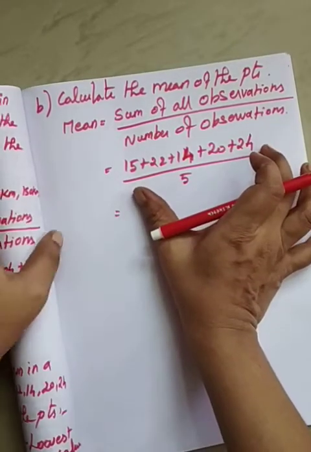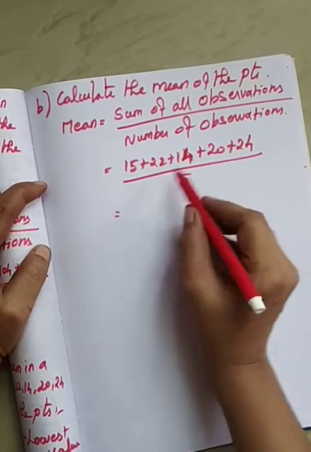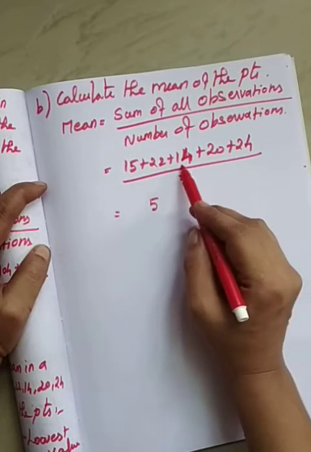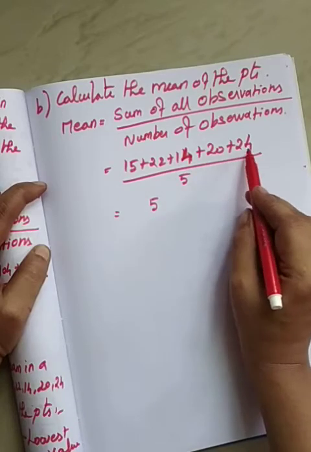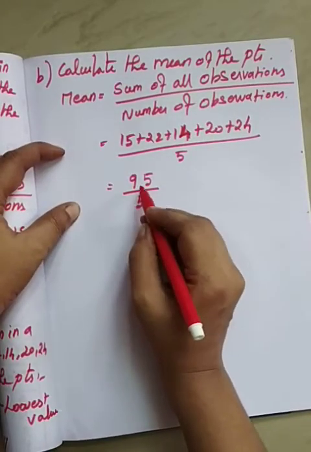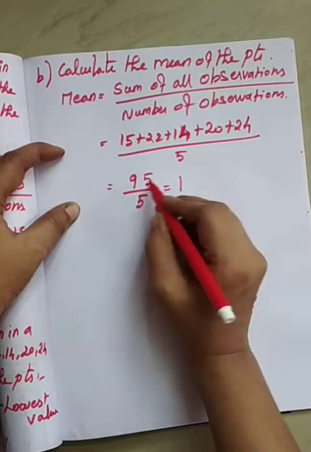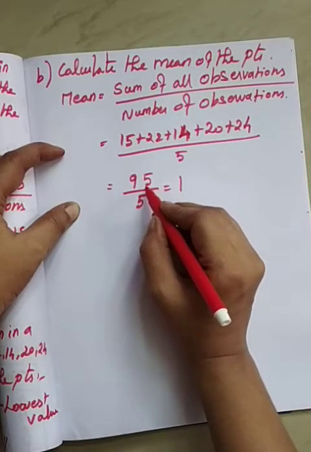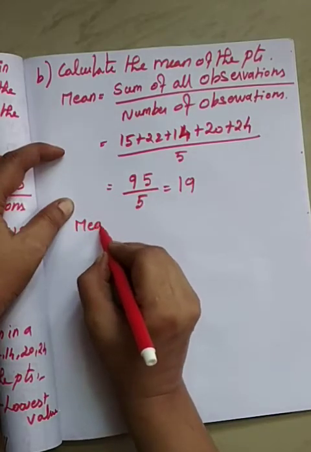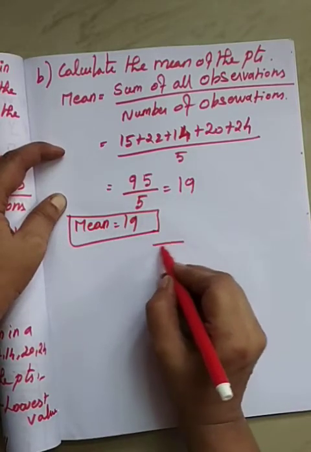Now you can add these values. Directly you can add: 4 plus 4, 8, 8 plus 2, 10, 10 plus 5, 15. Remainder 1, 1 plus 1, 2, 2 2s are 4, 4 plus 1, 5, 6, 7, 8, 9. See here, 95 divided by 5. Now you have to simplify this one. 1 5 is 5, the remainder 4, 45 is there, means how many 5s are there? 19. So we can write mean is equal to 19. This is your answer.